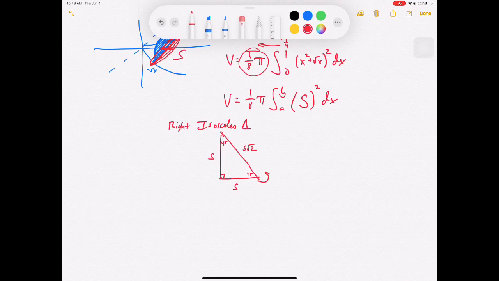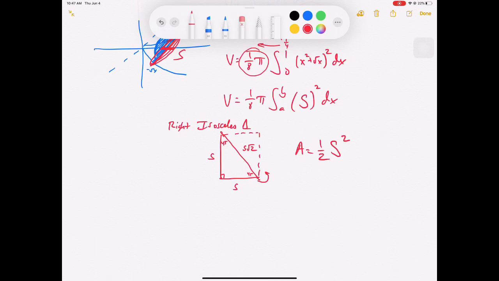Triangle. Right isosceles triangle. Now, how can I find out what the area equation for this guy is? Well, this almost looks like a square, doesn't it? Except it's just half a square. So it is a square, but with a 1/2 in front.